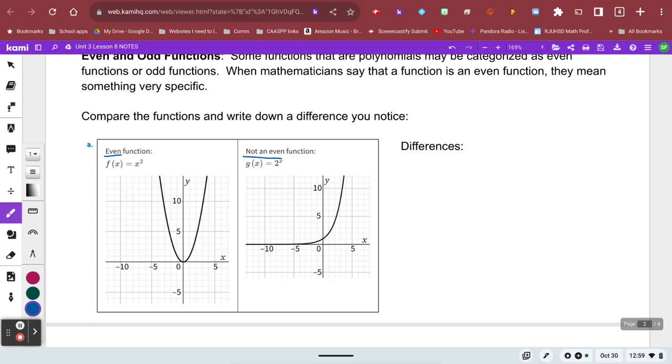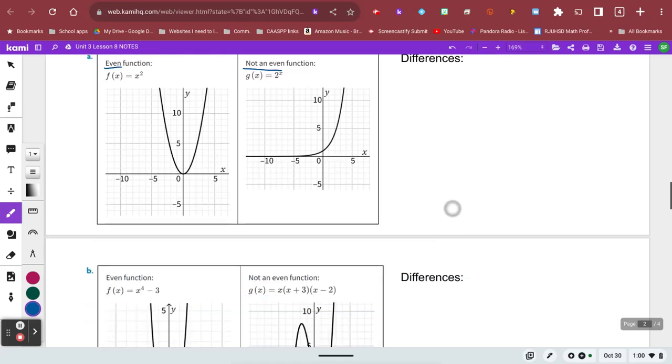On the one that's not even, we can see as x goes towards negative infinity, it's a little bit undefined. The values are going closer and closer to 0, so it doesn't really work. But as x goes up, it goes towards infinity. Okay. Make sure you write at least one comment of what you find in here.